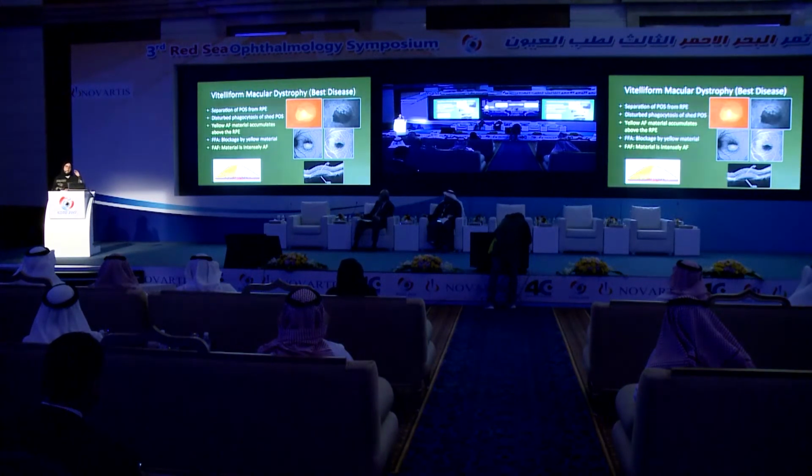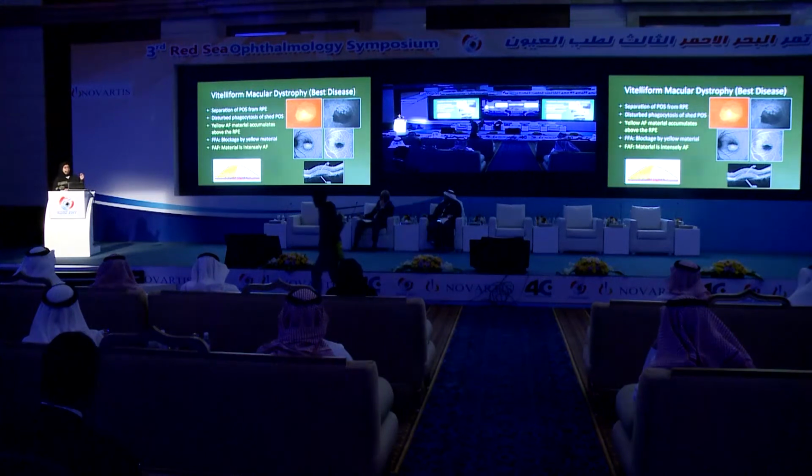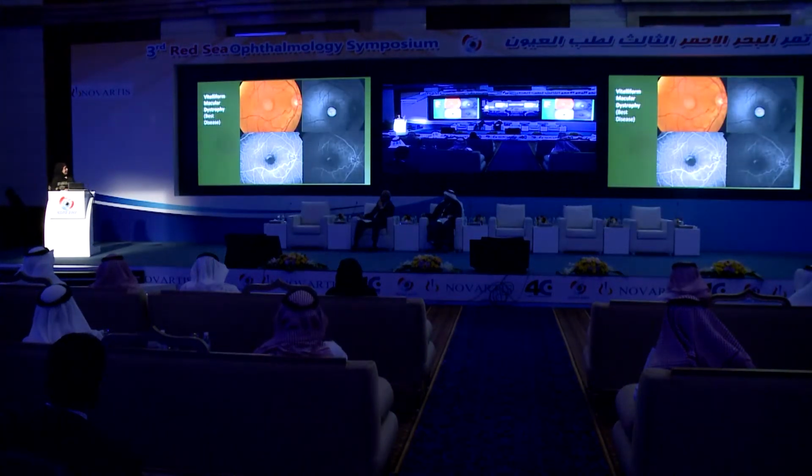And Best disease. Best disease is a case where you have accumulation of fluid between the RPE and the photoreceptors, and that fluid blocks the fluorescence, as you can see on the fluorescein angiogram, but anything that blocks the fluorescence is very hyper-autofluorescent in general. So you can see how bright that area is on autofluorescence, and you can see on the OCT where the fluid has accumulated. Here's another case. Notice that the top right part is the autofluorescent area, very bright, and the bottom part is the fluorescein.